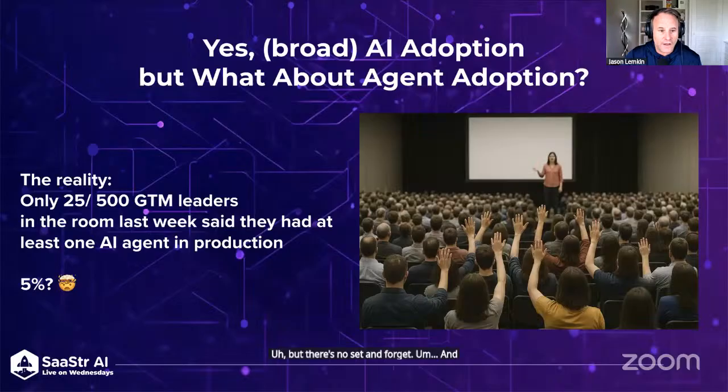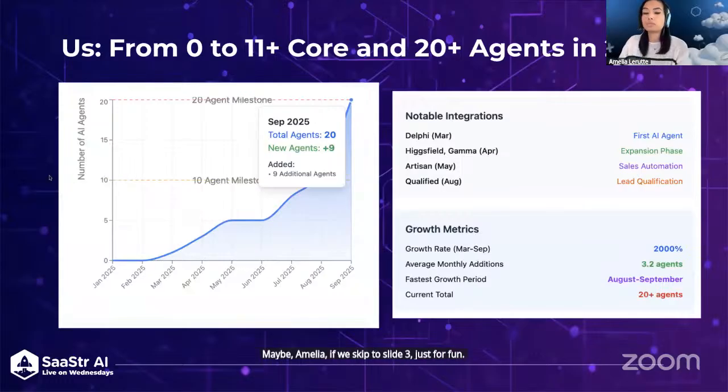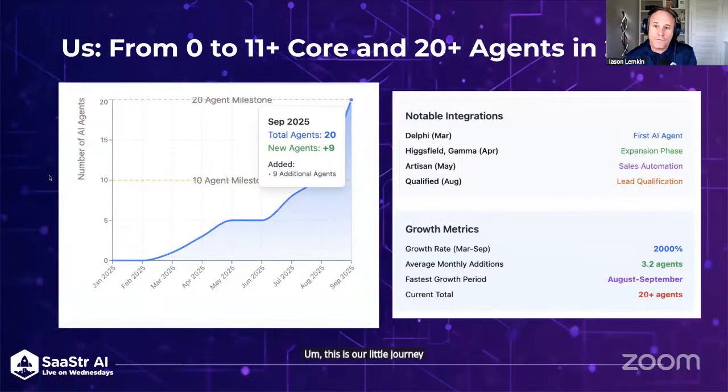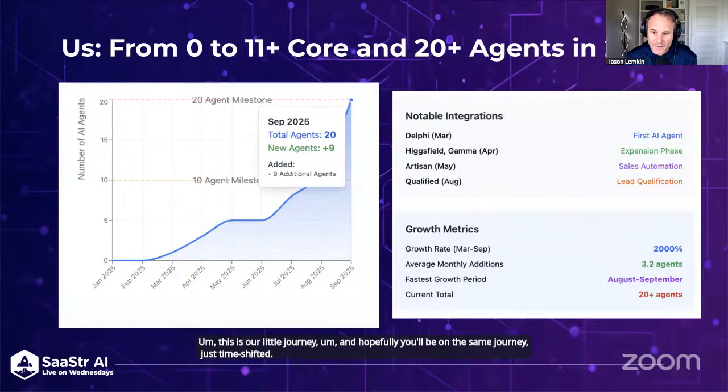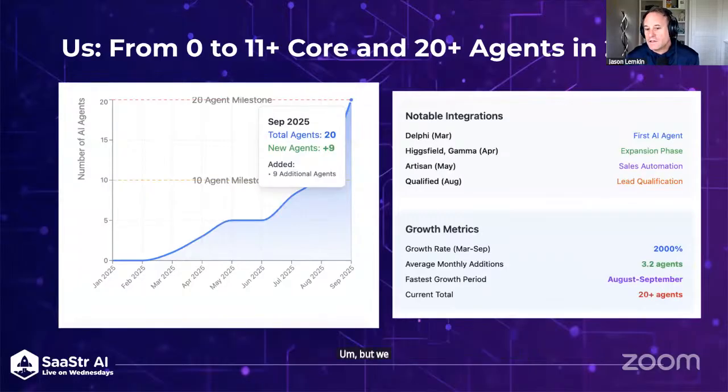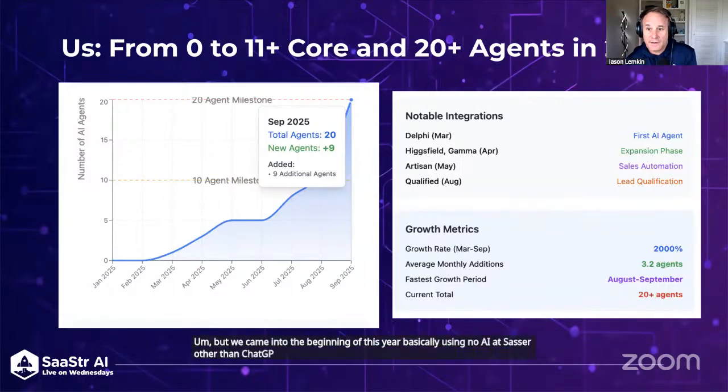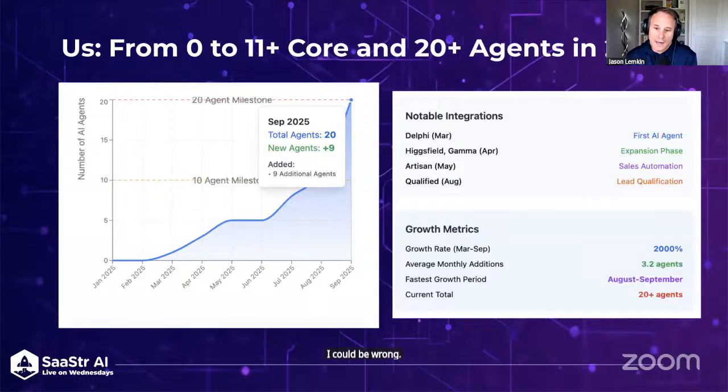And just for fun, maybe Amelia, if we skip to slide 3. Sure. This is our little journey, and hopefully you'll be on the same journey, just time shifted. Amelia, tell me if we got this wrong. I just made this in Claude in 60 seconds before we started. But we came into the beginning of this year basically using no AI at SaaStr other than ChatGPT and Claude. I could be wrong, using nothing.